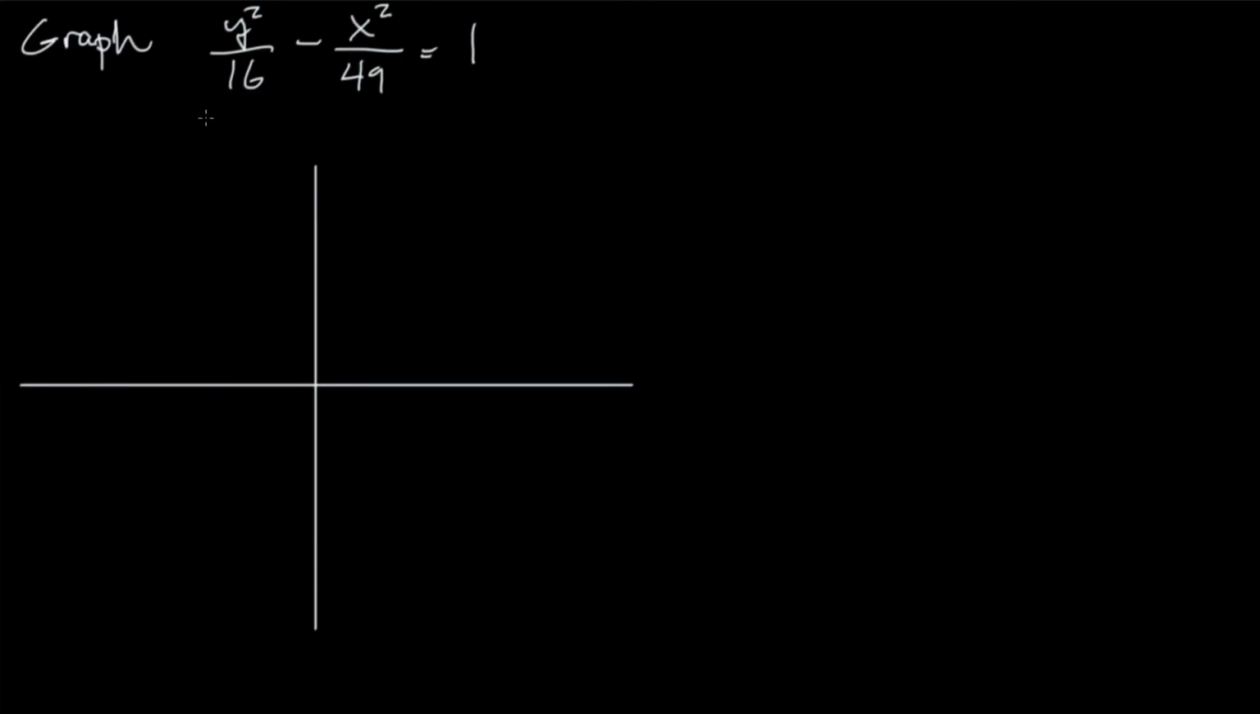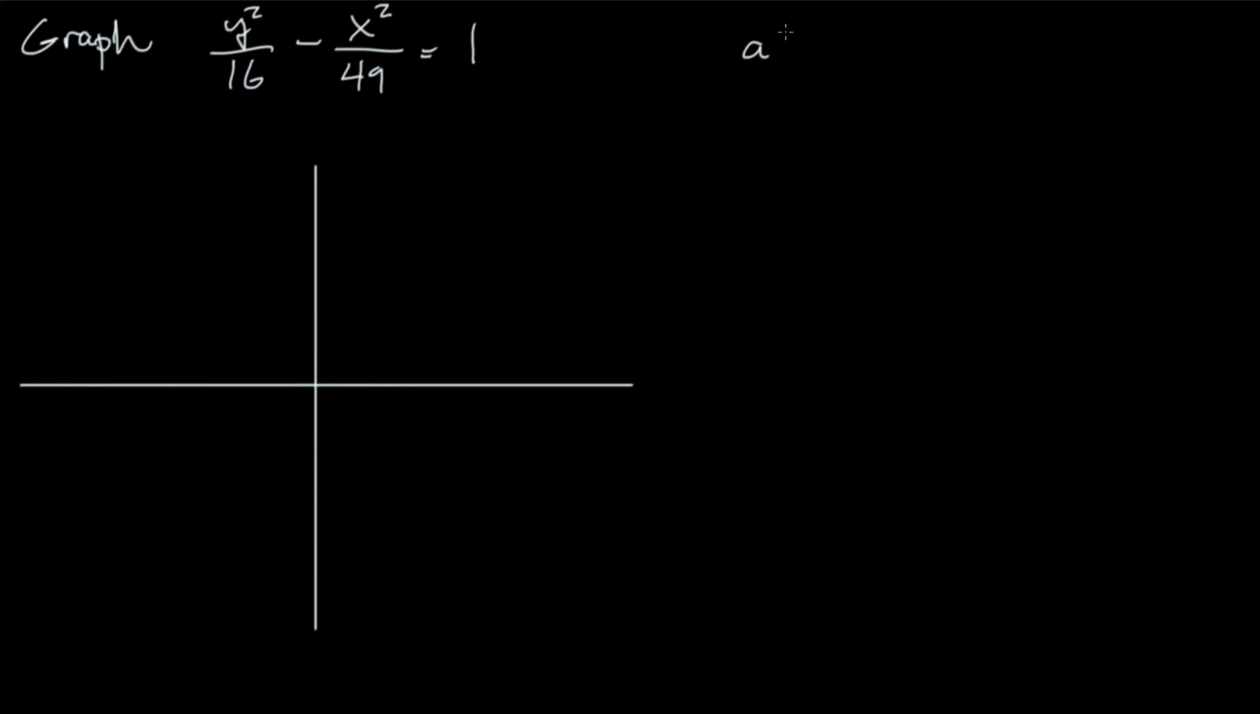So I want you to graph the hyperbola y squared over 16 minus x squared over 49 is equal to 1. We are in the graphable form already. No need to move things around. You can imagine how I might change this, so you need to get to this form. All right, but let's just evaluate some things.